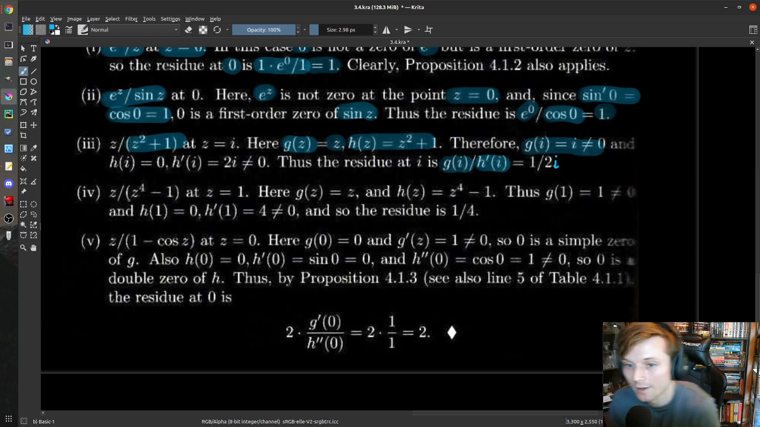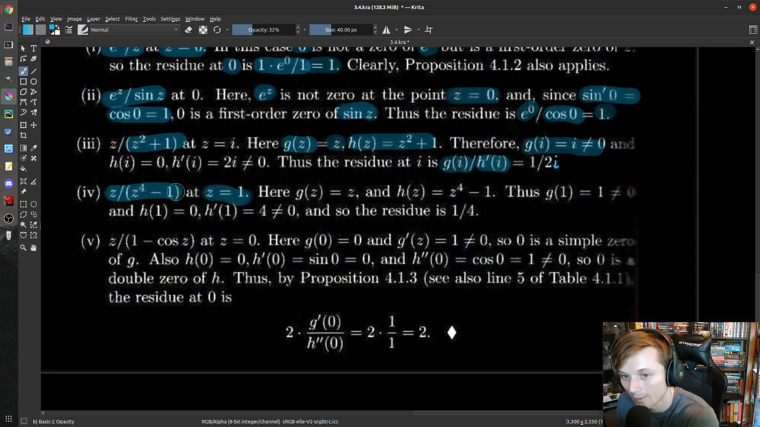Easy. All right, what about, say, z divided by z to the 4th minus 1 at z equals 1? Obviously, you plug z equals 1 on the bottom, you're going to get out 0. On top, you're going to have something that's not 0, so it's a great situation to use that. All right, but wait a second. Okay, let's see. g of z is z, h of z is z to the 4th minus 1, g of 1 is 1, that's not equal to 0, h of 1 is 0, obviously.